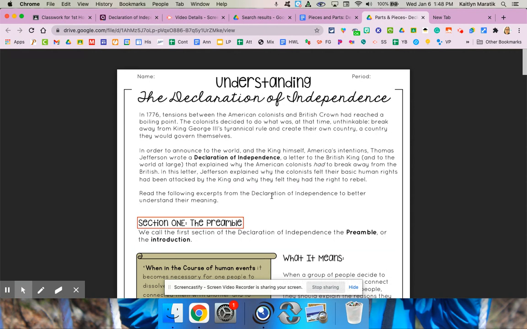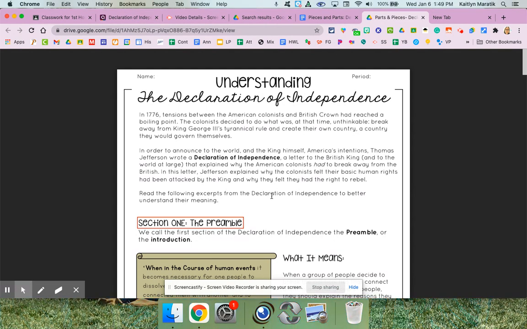So, in 1776, tensions between the American colonists and the British Crown had reached a boiling point. The colonists decided to do what was, at the time, unthinkable: break away from King George III's tyrannical rule and create their own country, a country they would govern themselves. In order to announce to the world and the king himself America's intentions, Thomas Jefferson wrote a Declaration of Independence, a letter to the British king and to the world at large that explained why the American colonists had to break away from the British. In this letter, Jefferson explained why the colonists felt their basic human rights had been attacked by the king and why they felt they had a right to rebel.